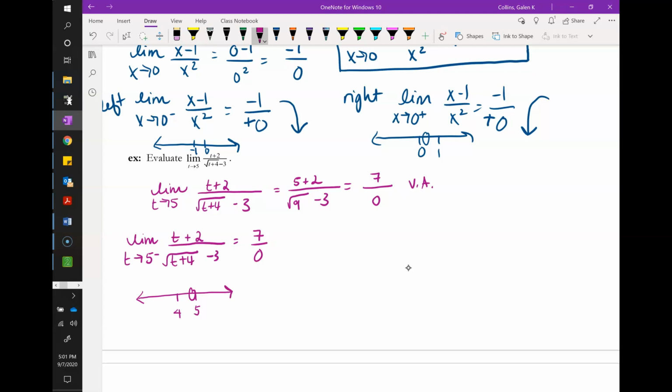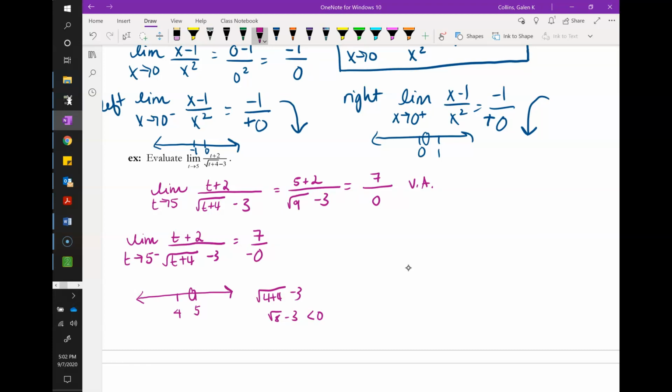So if I plug in a 4, and we're really only interested in what happens to the denominator, I get the square root of 4 plus 4, minus 3. So the square root of 8 minus 3. And all I really need to know is that the square root of 8 is a number that is less than 3. We're not going to use a calculator for any of these, so I just need to know that this number is negative. This is less than 0, the square root of 8 minus 3. So I'm going to think of that like a negative 0.